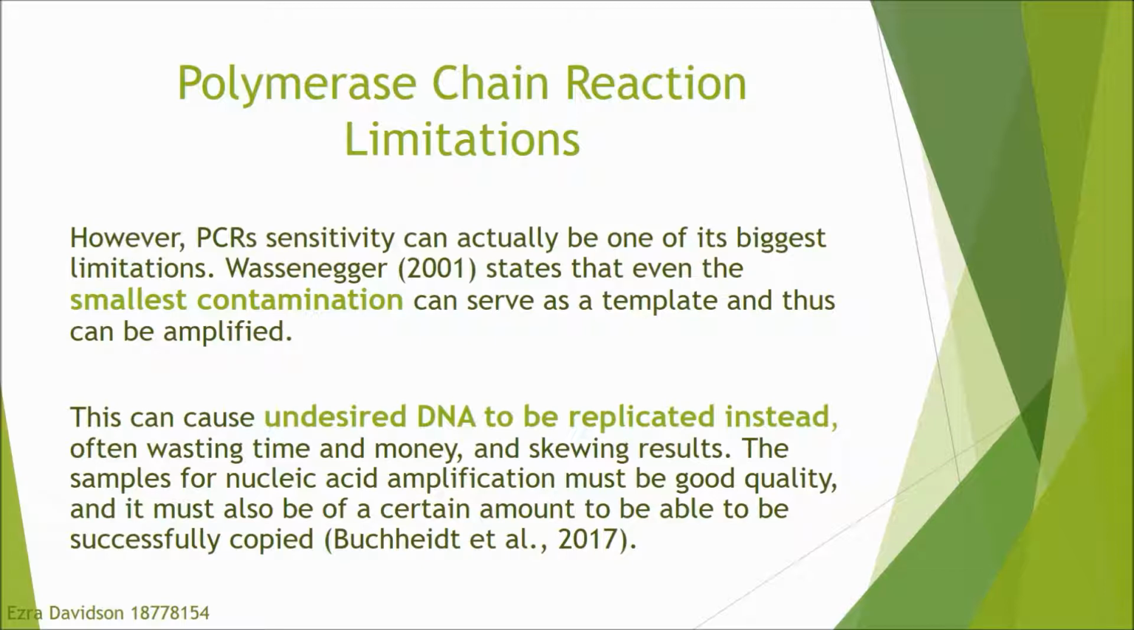Polymerase chain reaction limitations. However, PCR's sensitivity can actually be one of its biggest limitations. Wassenegger states that even the slightest contamination can serve as a template and thus can be amplified. This can cause undesired DNA to be replicated instead, often wasting time and money and skewing results. The samples for nucleic acid amplification must be good quality, and it also must be of a certain amount to be successfully copied.